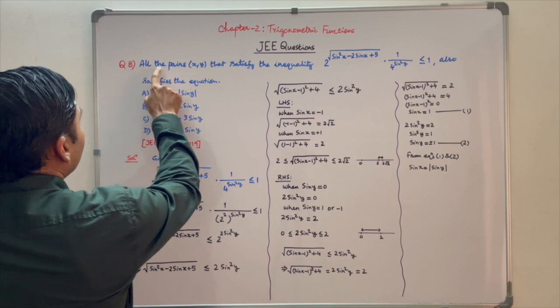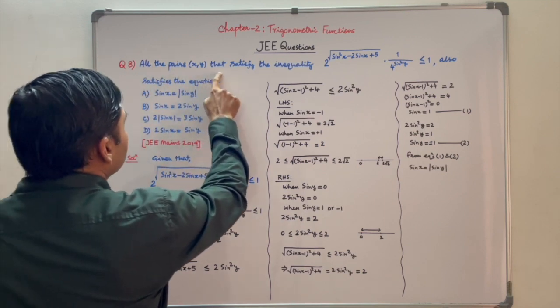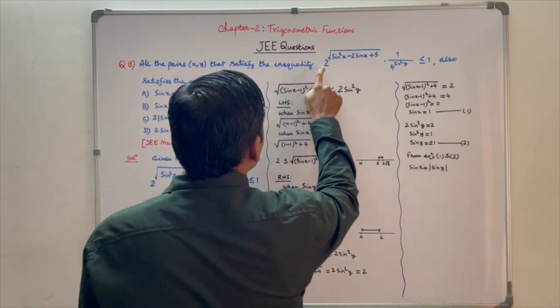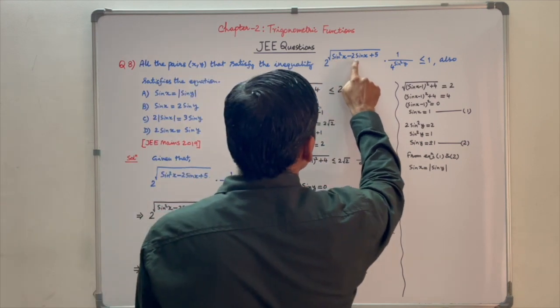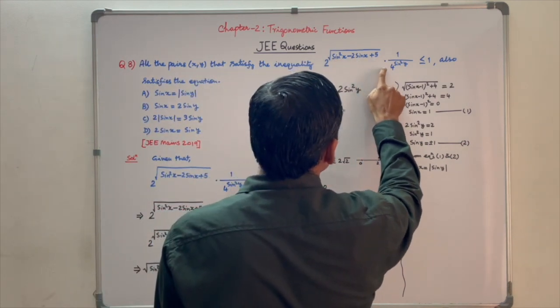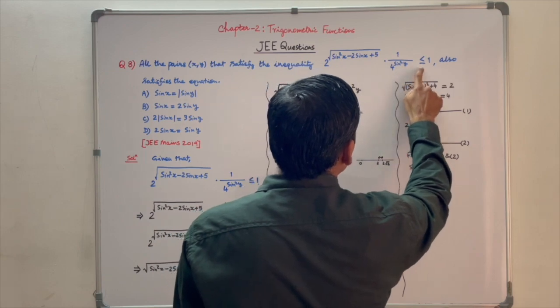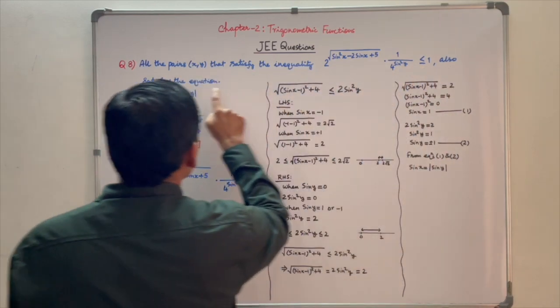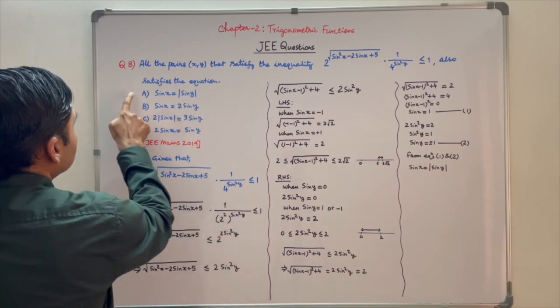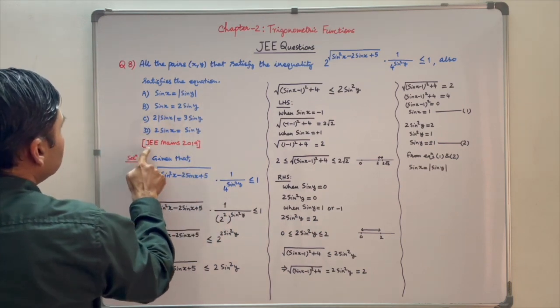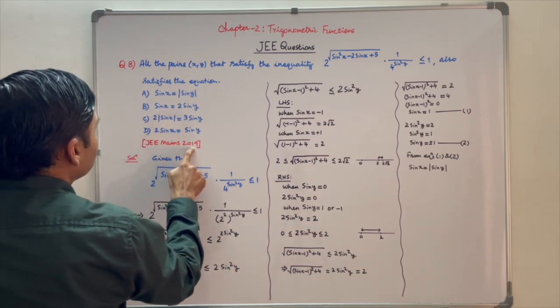Eighth question, all the pairs x, y that satisfy the inequality 2 to the power under root sin square x minus 2 sin x plus 5, into 1 by 4 to the power sin square y, is less than or equal to 1, also satisfy the equation. These are the options given. This question appeared in JEE Mains 2019.